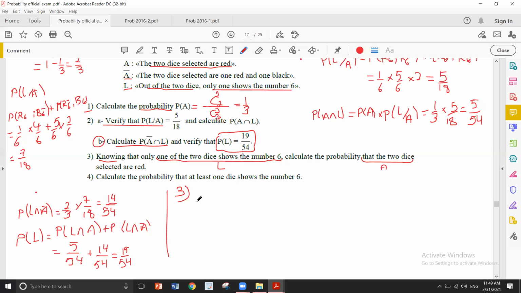So I need to calculate the probability of A knowing L. I put this slash. What is below? What is above? Below is L, so A given L. So what is the rule? Probability of A intersection L over probability of L.